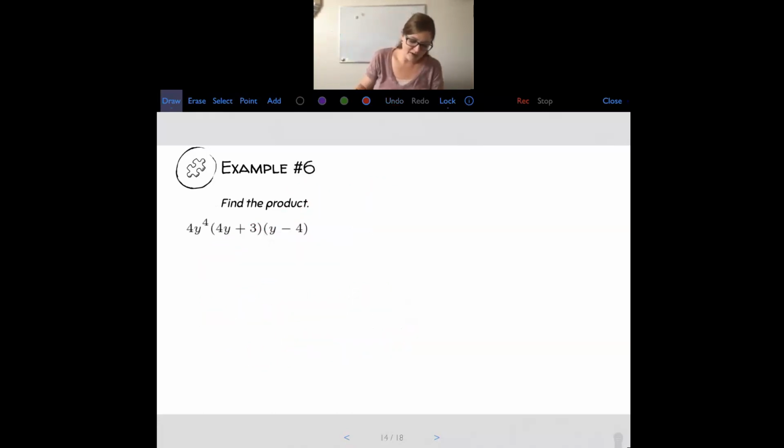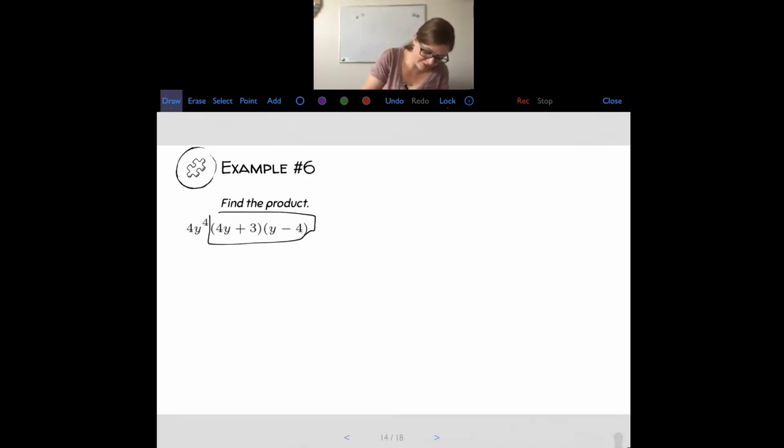Okay, next find the product. So we have 4y to the fourth times 4y plus 3 times y minus 4. So there's a couple different ways you can do this. The first way is you can distribute the 4y to the fourth to 4y and 3, and then we have 2 terms times another 2 terms. Or you can take this portion, multiply it together, and then multiply by 4y to the fourth at the end. So that's what I'm going to do for this one.